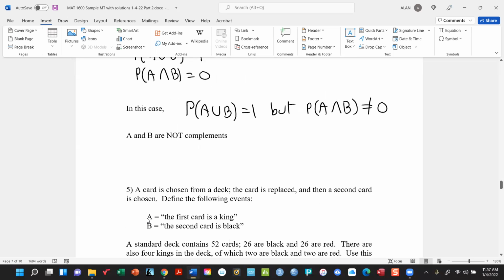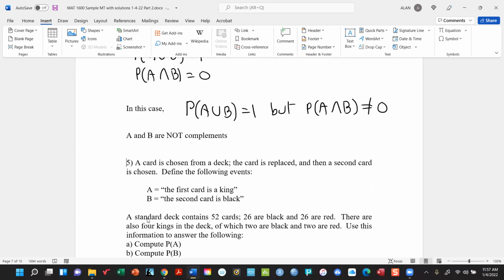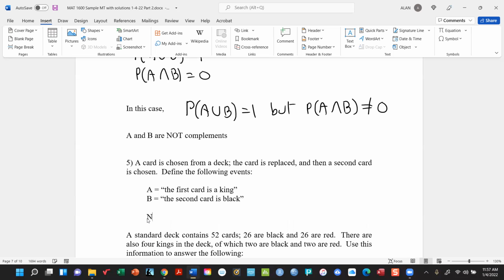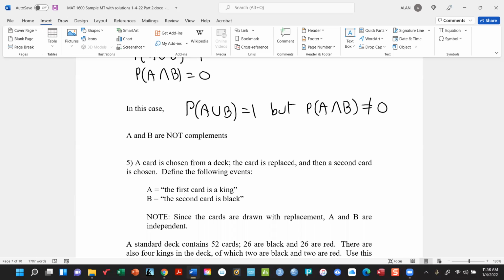And now we're ready. Aha, here's another probability theory question. So we've got a card chosen from a deck. The card is replaced, and then a second card is chosen. Now, by the way, already you know that A and B are independent of each other. So let me just make a note of that somewhere. Since the cards are drawn with replacement, as it's called, A and B are independent. End of story. You don't even have to think about it.